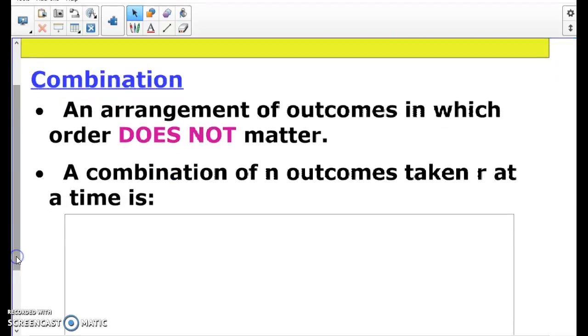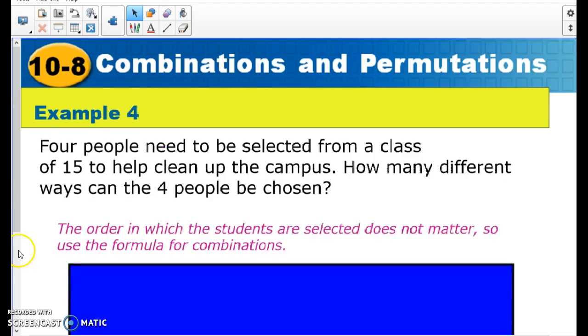Combination is kind of the same thing, except order does not matter. So that would be like if you just want to know who top 3 were, but you didn't care who was first or who was second or who was third. So not really when order matters.